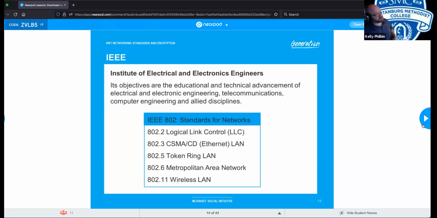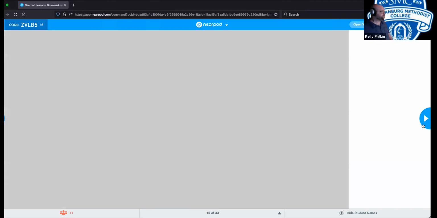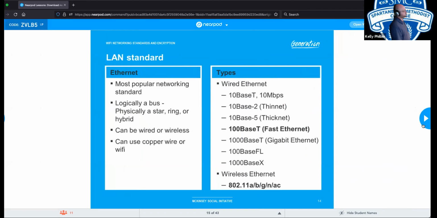They have over 100 of them. No, we do not need to know all of those. Networking, I think they need you to memorize like 20 or 30 of them. But we need to be aware of what they are, what the standards mean, you know, what the IEEE is. All right.